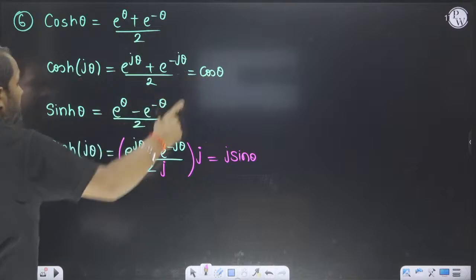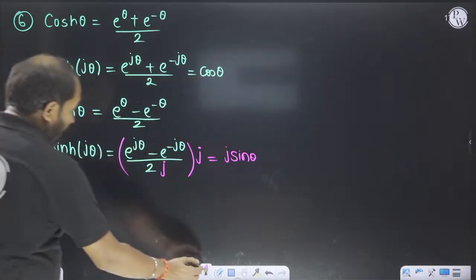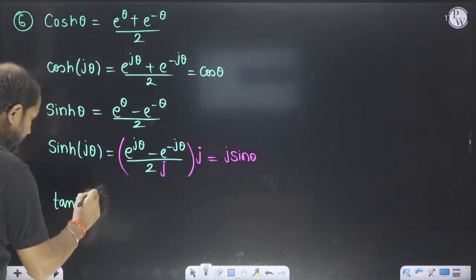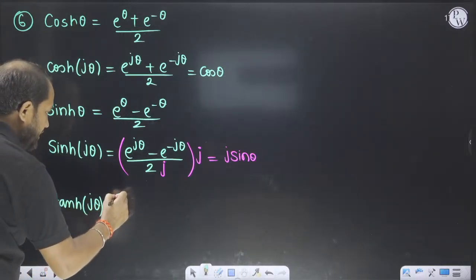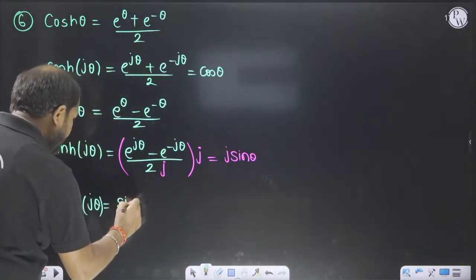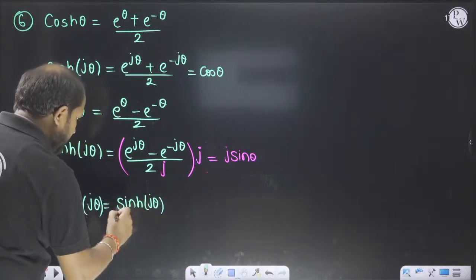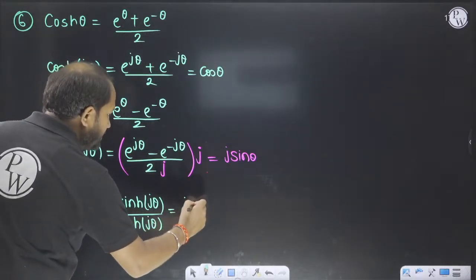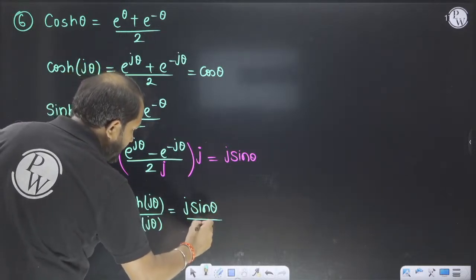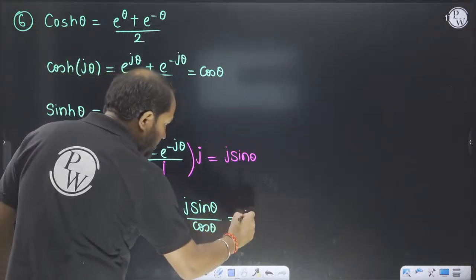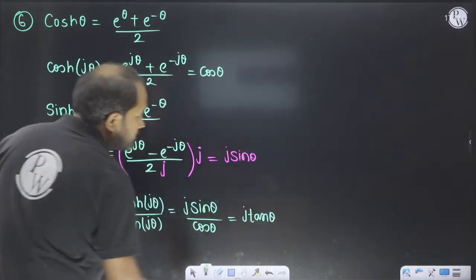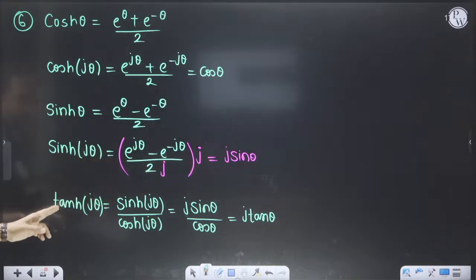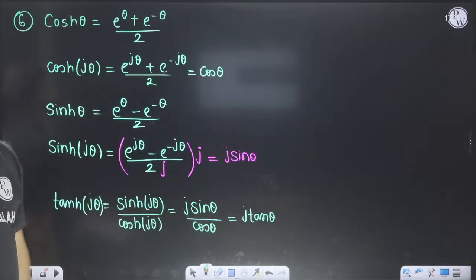Cos hyperbolic j theta is equal to cos theta, and tan hyperbolic j theta will be represented as sin hyperbolic j theta upon cos hyperbolic j theta. Sin hyperbolic j theta is j sin theta, and cos hyperbolic j theta is cos theta, so it will be j tan theta. So cos hyperbolic j theta is cos theta, sin hyperbolic j theta is j sin theta, and tan hyperbolic j theta is j tan theta.